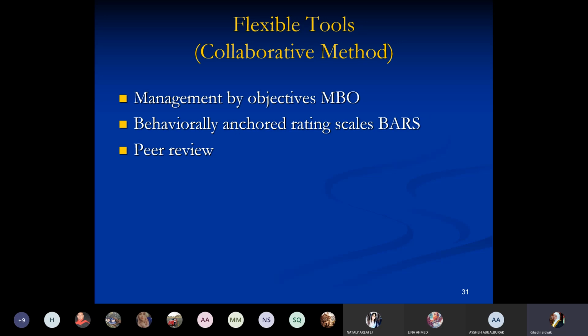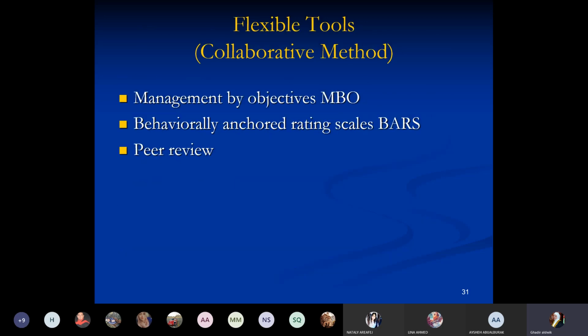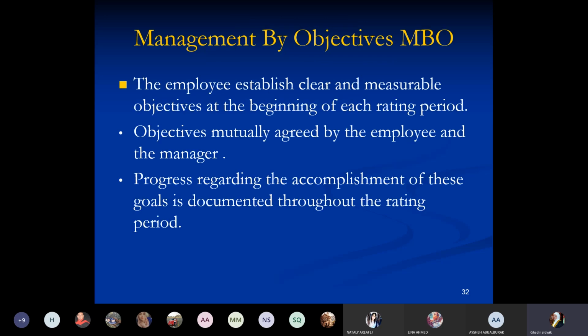These are the structured tools. We mentioned the forced distribution scale and graphic rating scales, and we mentioned the most common errors for these tools. We have flexible tools, what we call management by objectives, behavior rating scales, and peer review. Management by objectives, from its name, management by objectives. Objectives for whom? For, can I?